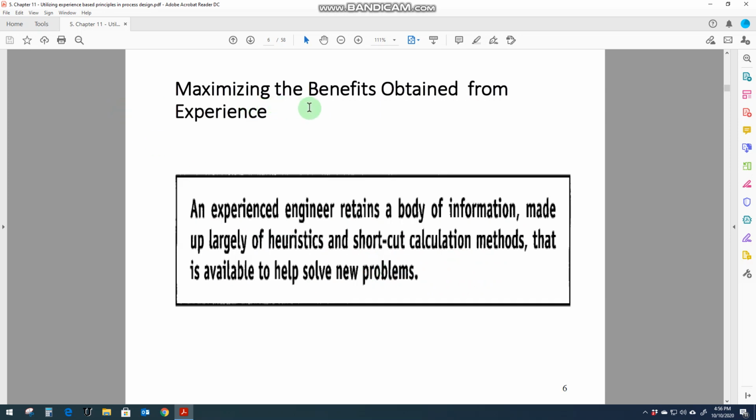Now, maximizing the benefits obtained from the experience. An experienced engineer retains a body of information made up largely of heuristics and shortcut calculation methods that is available to solve new problems. Now, what is the role of the experienced engineer? He cannot just remember all the equations that we studied during engineering, but he relies more on the heuristics and the shortcut calculation methods that are available in the industries or in the vendor's office. Okay, so they can directly use those heuristics and the calculation methods to quickly solve the problem.